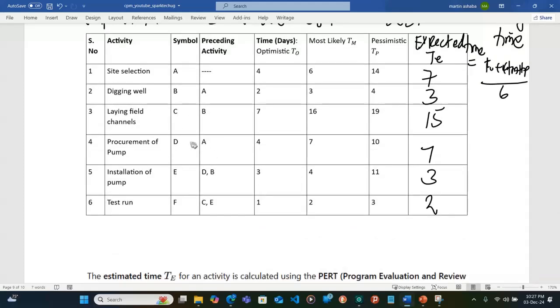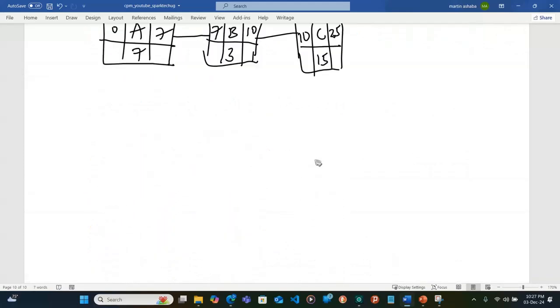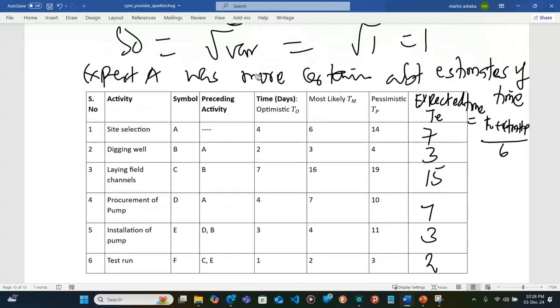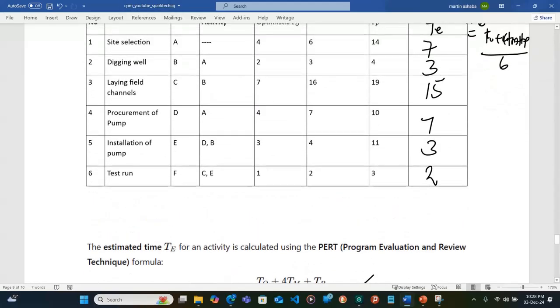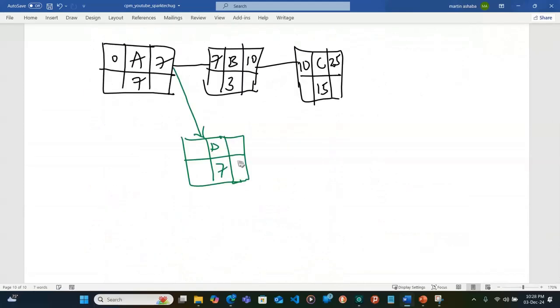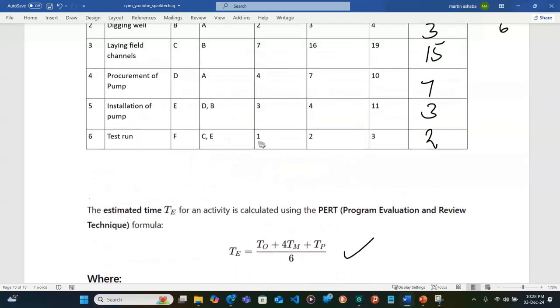And then from A we go to D. Again from A we are going to D, and this is taking 7 days. Since A is ending within the 7th day, D will start within the 7th day at the earliest. So this becomes 14 days.